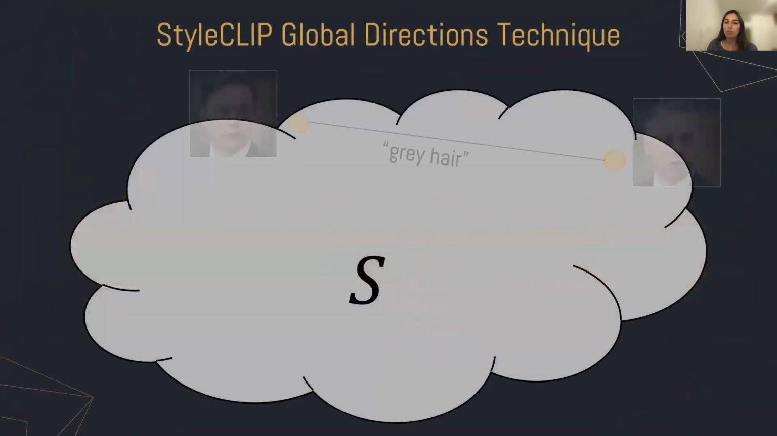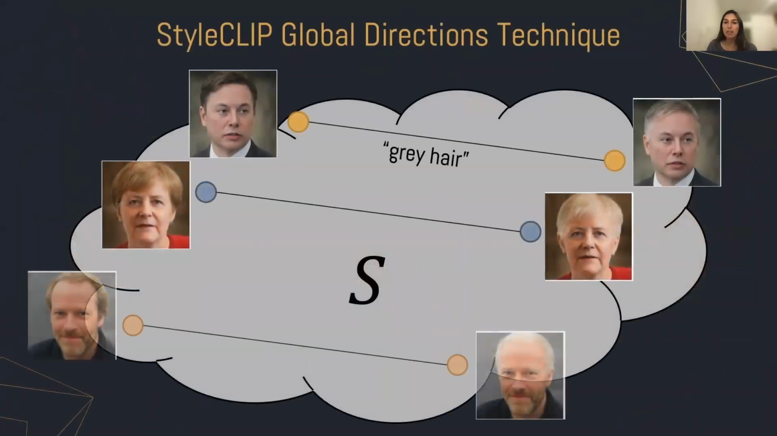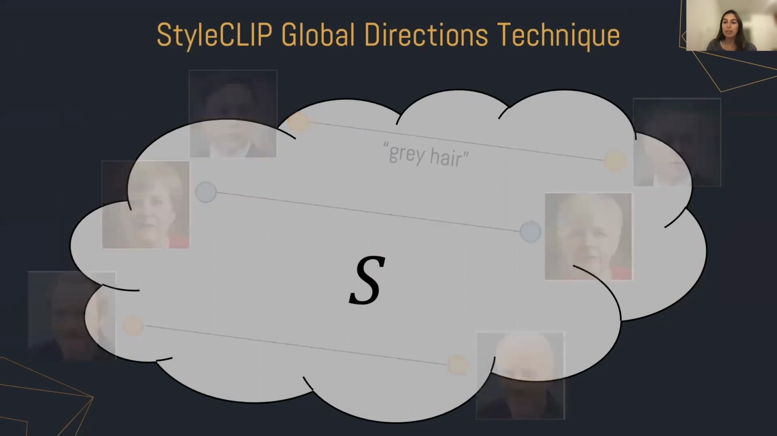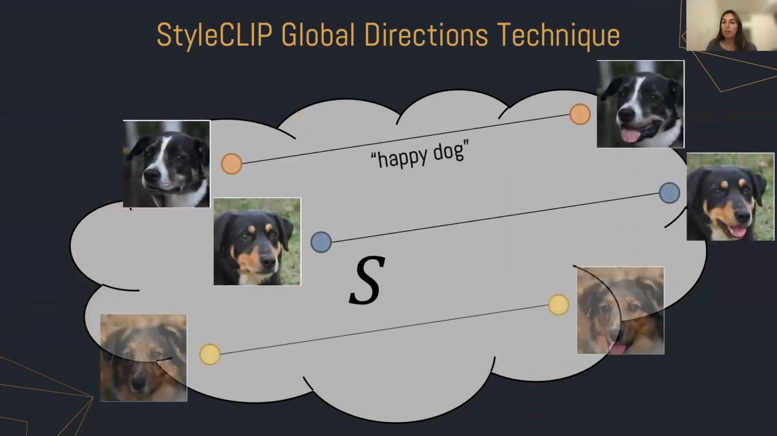The goal is to find a global direction in style space such that by traversing along this direction, the target attribute is modified for an arbitrary image. For example, here we show the global direction of gray hair. Note that for the three examples, the same direction is applied, and that is why we refer to it as a global direction. And here is another example where the global direction is for the prompt happy dog.